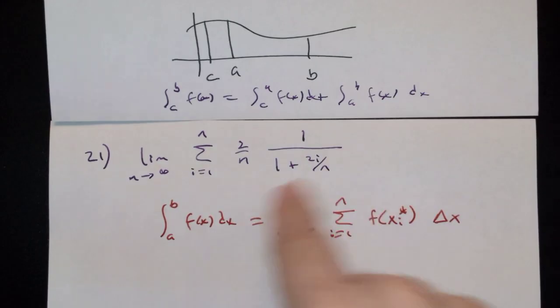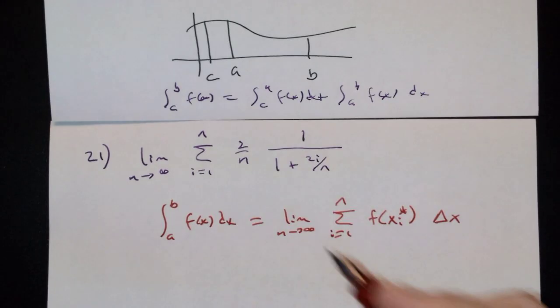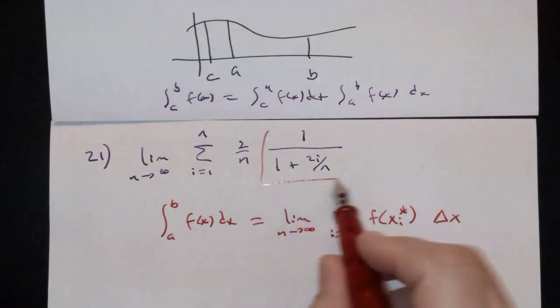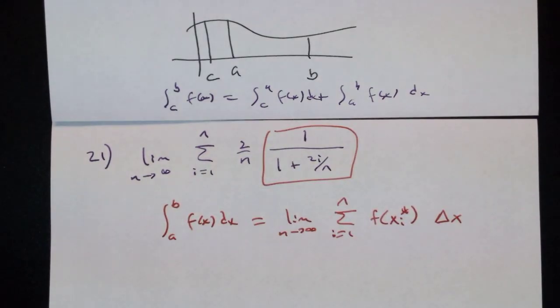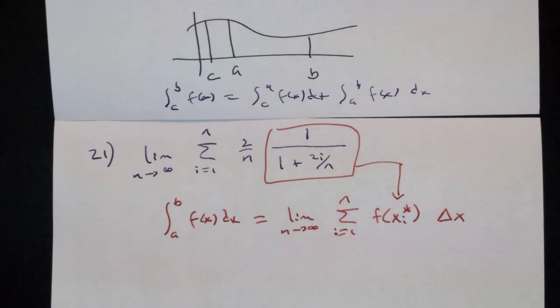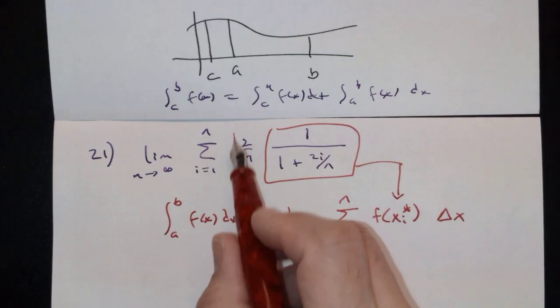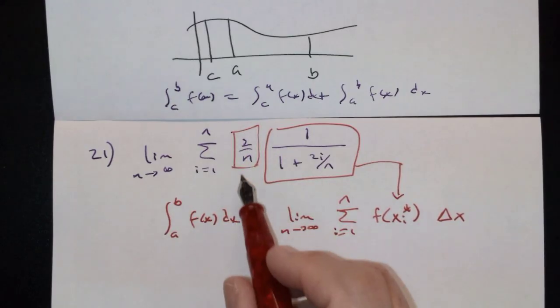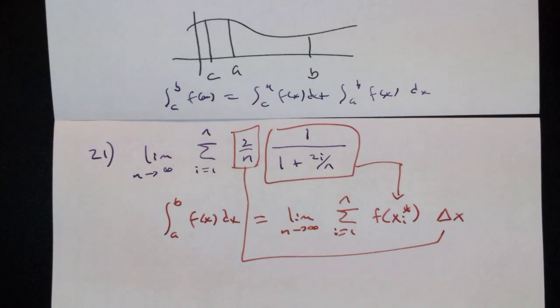So I start looking up here. And I see a piece that's got i's in it. I'm pretty sure that's going to go with my f of xi star. And then I've got this other piece. I'm going to run with that being my delta x idea, because it's not going to change as i changes, right? Okay.